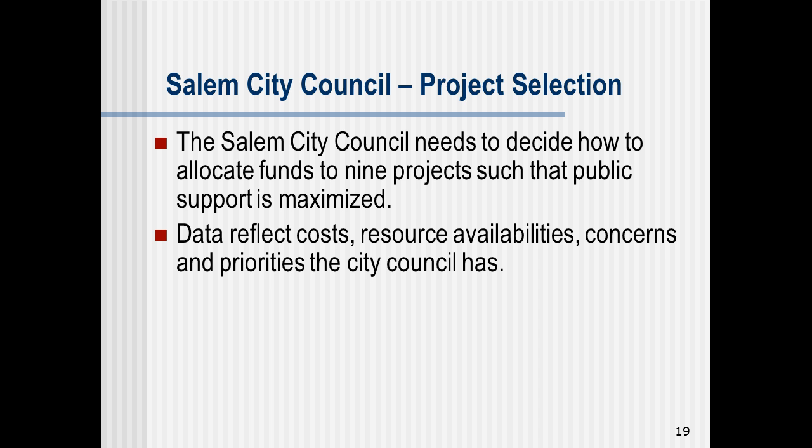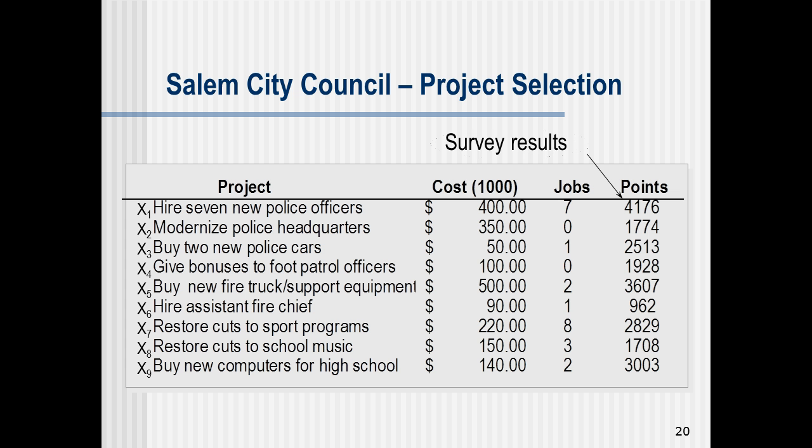So this is a municipal example. Salem City Council needs to decide how to allocate funds to 9 projects such that public support is maximized. Data reflect costs, resources, availability, concerns, and priorities the city council has. So here's the data. We have 9 potential projects. Hire 7 new police officers, modernize police headquarters, buy 2 new police cars, all the way down to buy new computers for the high school. Because they're projects, we either fund them or we don't. Very much a binary situation.